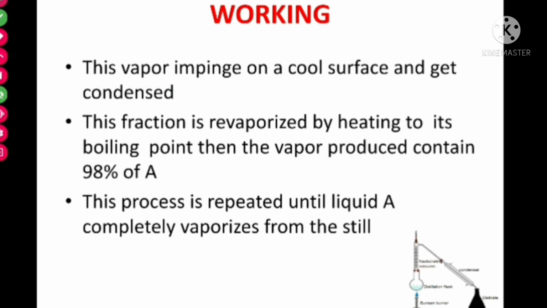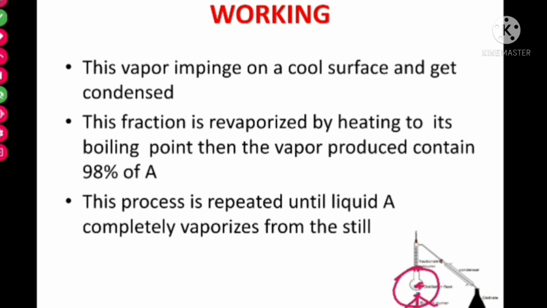The working procedure of the fractional distillation assembly is very simple. We are taking our sample in this distillation flask. The liquid mixture is introduced into the distillation flask, where we are applying heat with the help of a Bunsen burner. While applying heat, at a particular time the liquid starts to boil, when the boiling point of the liquid mixture is reached.